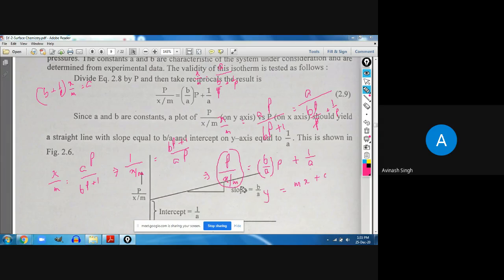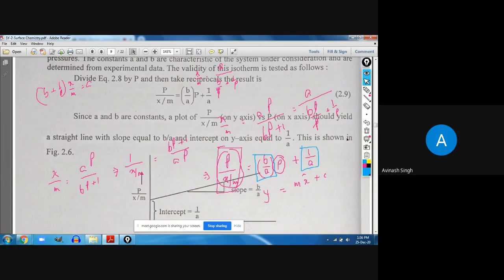तो आपके जब ग्राफ में y एक्सिस में आप क्या ड्रॉ करेंगे? यू विल ड्रॉ P divided by x upon M. x एक्सिस में आप क्या प्लॉट करेंगे? P. आपका स्लोप क्या होगा? B by A. बाई a विल बी द स्लोप. एंड आपके y इंटरसेप्ट क्या होगा? 1 by A. ठीक है.